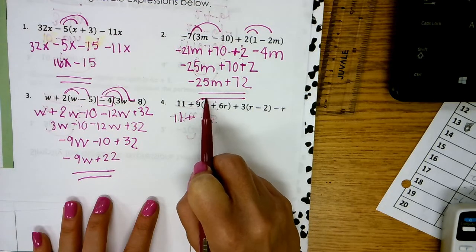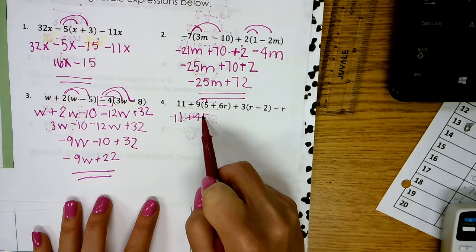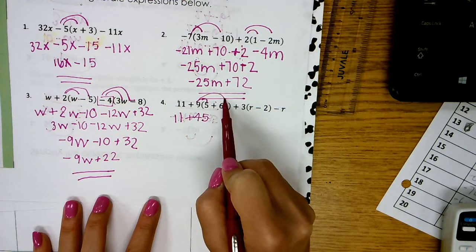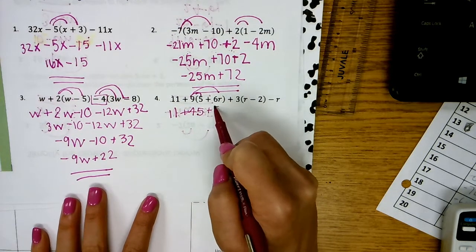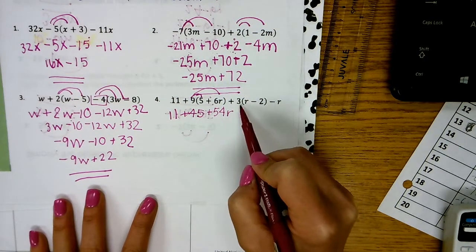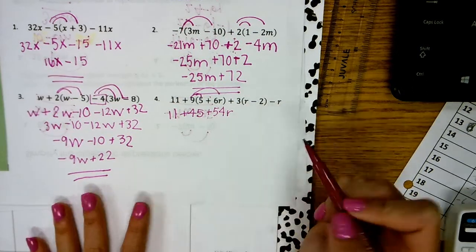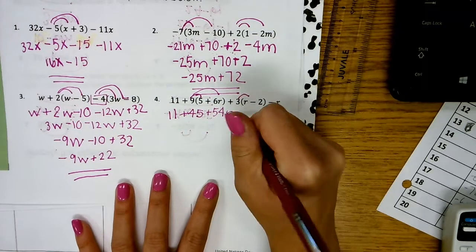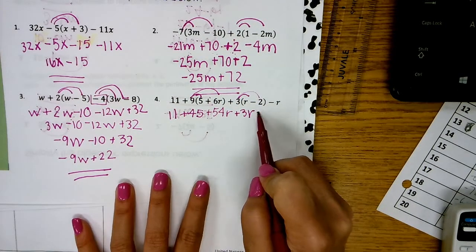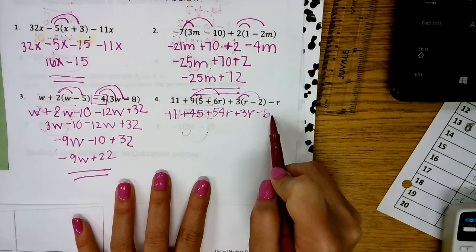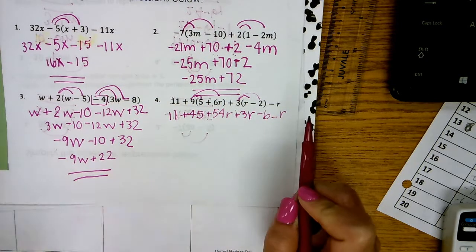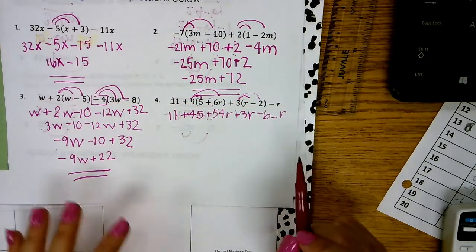So 9 times 5 is 45. Again, that's something you can type in your calculator or on Desmos. 9 times 6r would be plus 54r. Now we're going to take this 3 and distribute it through the second set of parentheses. So 3 times r will give us plus 3r. 3 times negative 2 will give us minus 6. And then we have this minus r. We don't distribute this 3 to this minus r because that minus r is outside the parentheses.